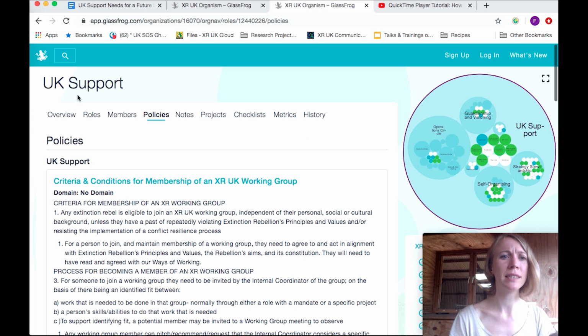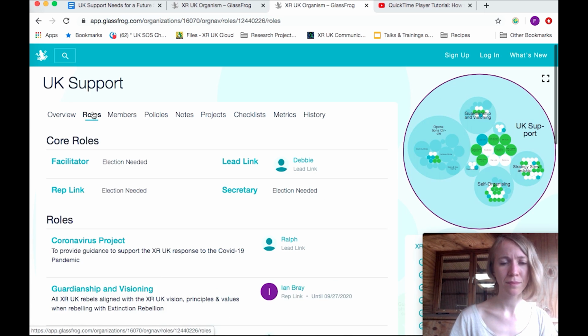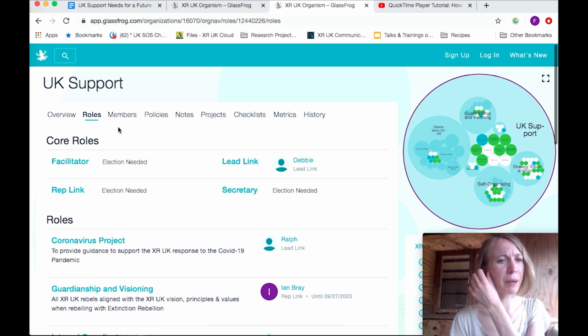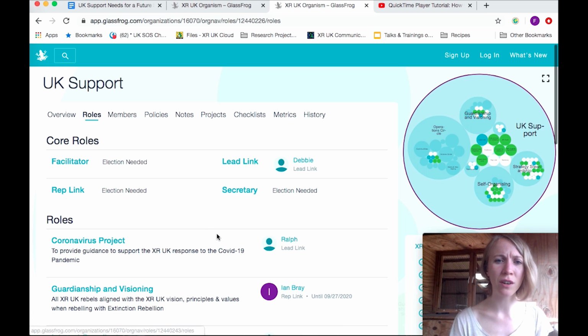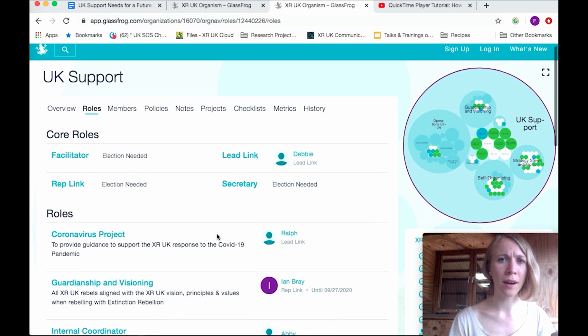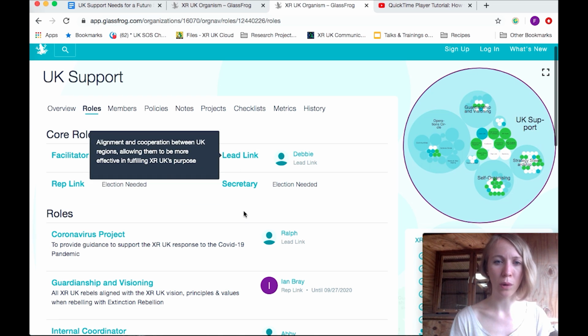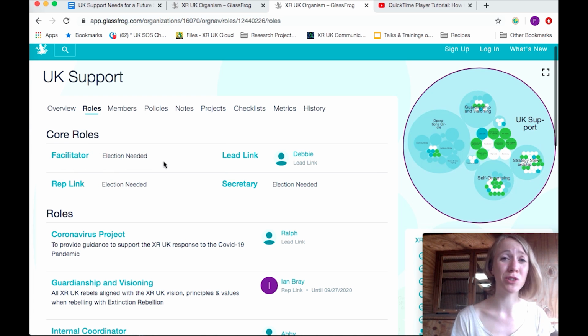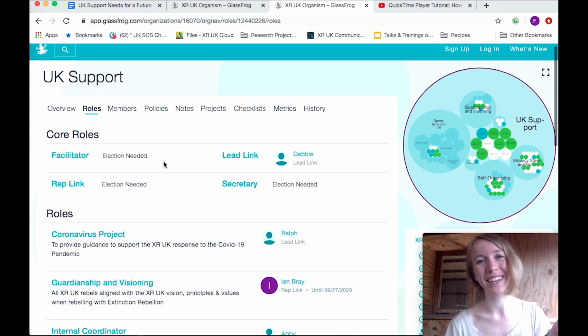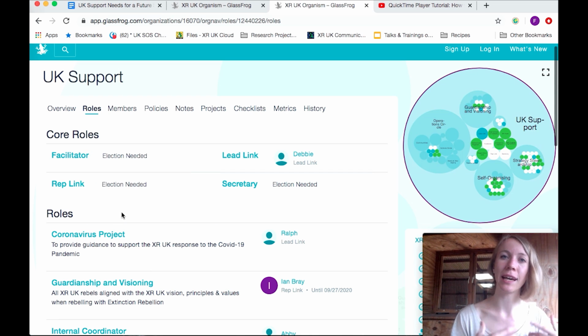The only thing I'm going to add is that when you look at roles, people get a bit confused by all this facilitator, lead link, secretary, rep link stuff. Normally, what we mean by the rep link is the external coordinator, and you don't really need to worry too much about all the other roles. Sometimes the secretary role is filled, sometimes the facilitator role is filled, sometimes people just use GlassFrog and didn't quite know how to use it. Basically, don't worry too much about it. Whoever is the rep link of a team is the external coordinator of the team. That's all you need to know.